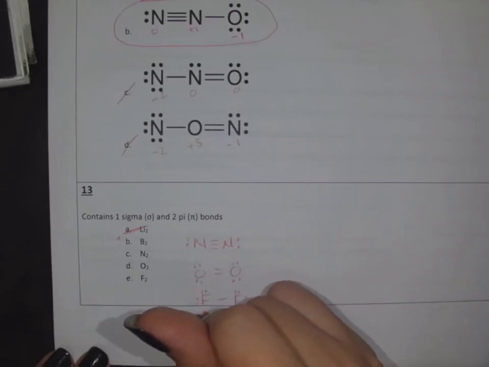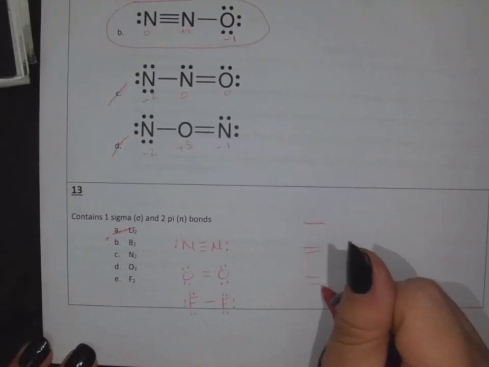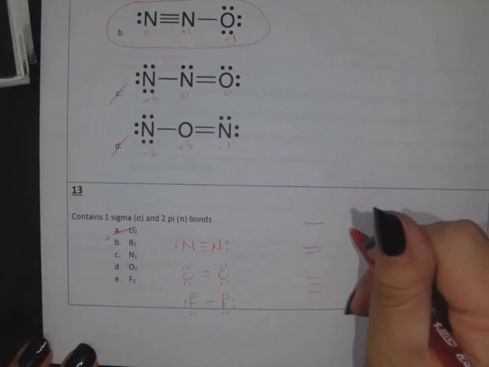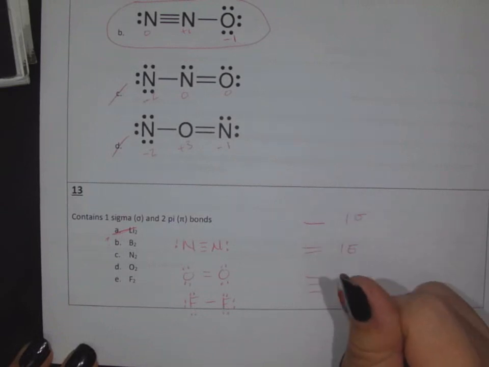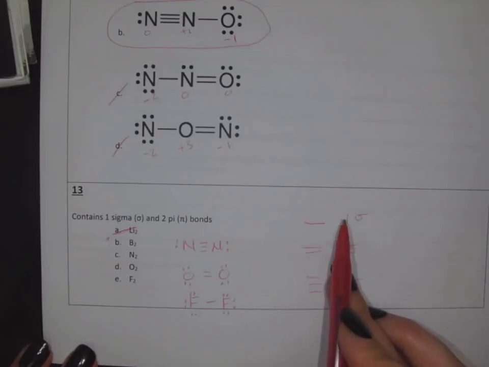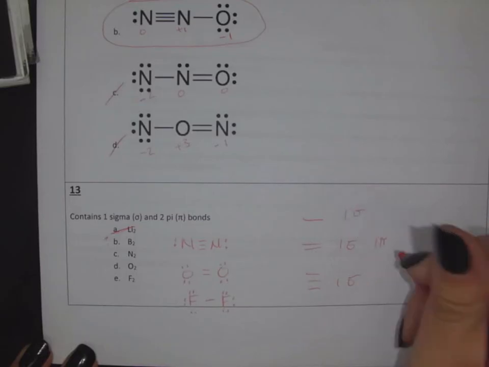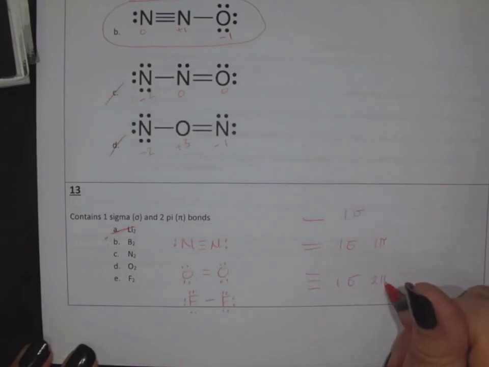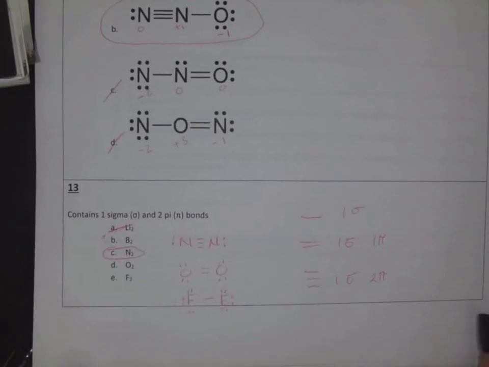Okay, reminder. A single bond, a double bond, and a triple bond all have 1 sigma bond, and the rest of them are pi bonds. So this single bond is a sigma bond. This double bond is 1 sigma and 1 pi. And the triple bond is 1 sigma and 2 pi. And that's what we're going after, the 1 sigma and the 2 pi. So we need the triple bonded one, so that would be the nitrogen.